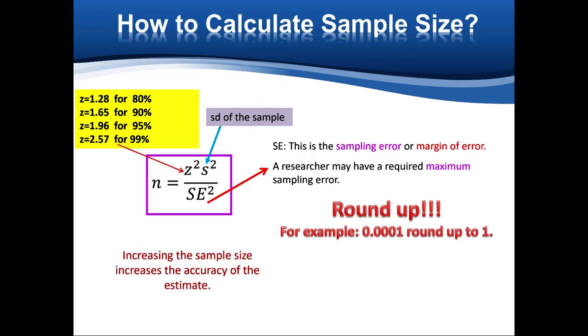Where z-score, you can choose one based on different confidence level. S here is the sample standard deviation. SE is sampling error, which you know. Remember, you need to round up your result. For example, even 0.0001, you should round up to 1 because it is a sample size. Also, increasing the sample size will increase the accuracy of the estimate.